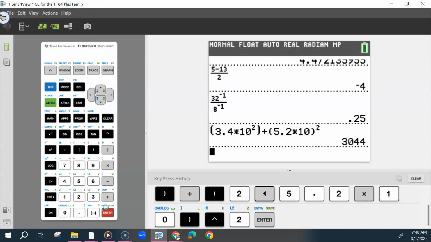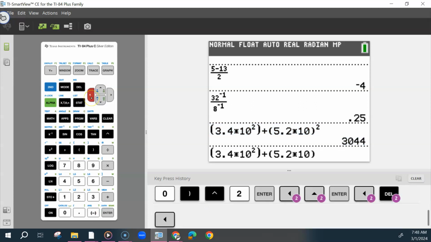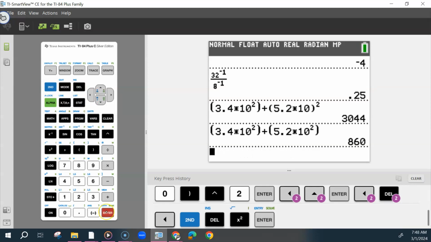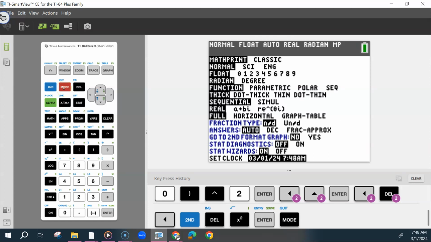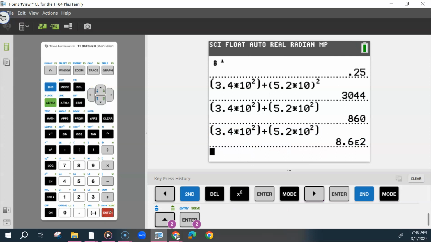You put one on the inside and the other one on the outside. There we go. But it's going to give it to you in standard form. You could convert it back to scientific notation. So that would be 8.6 times 10 to the second. Or you could change the mode to scientific, and it'll give it to you in scientific notation. So you can always double check yourself in the calculator.